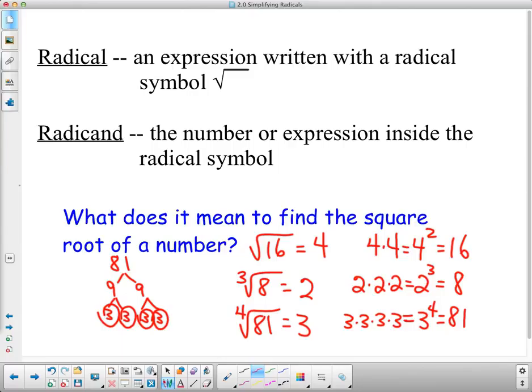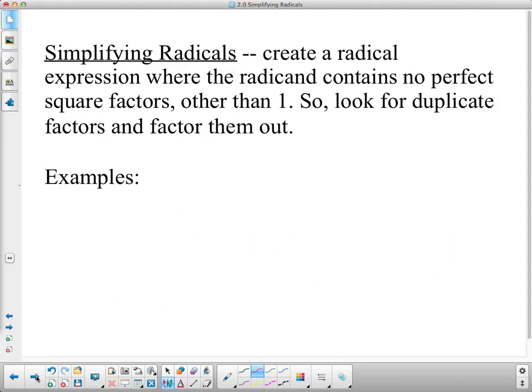We're going to focus on square roots today, so we're going to be looking for 2 identical factors in order to do some simplifying. So to find the square root, you're looking for identical factors that produce that radicand. So what does it mean by simplifying radicals or reducing radicals? What we're going to do is create a radical expression where the radicand, the number that's underneath the radical symbol, contains no perfect square factors other than 1. We're going to take out any perfect square factors. So we're going to look for duplicate factors and get those factored out.